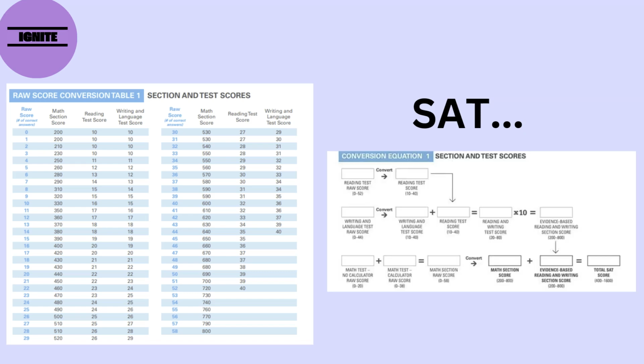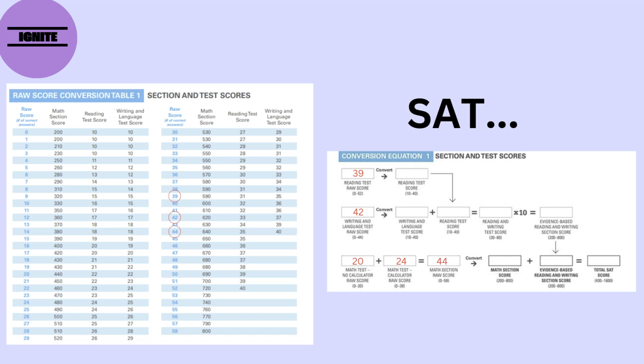Now, let's take an example. Let's say, for example, that we got 44 right on the math section, and then we also got 39 right on the reading section, and finally 42 right on the writing section. Now, on this table, it would look a little something like this.